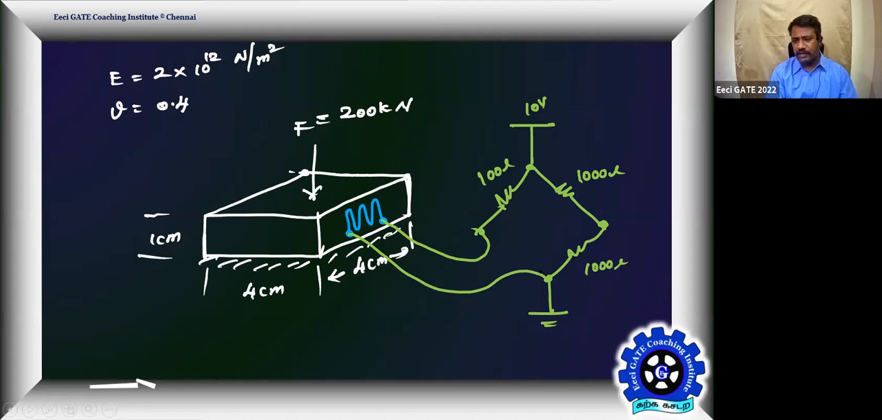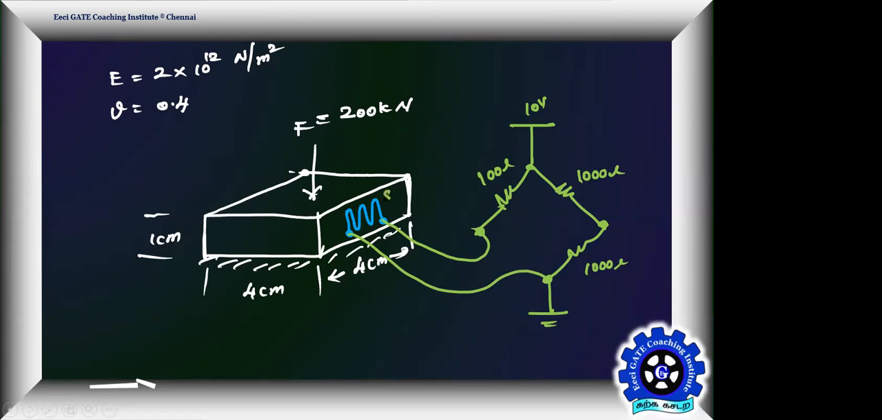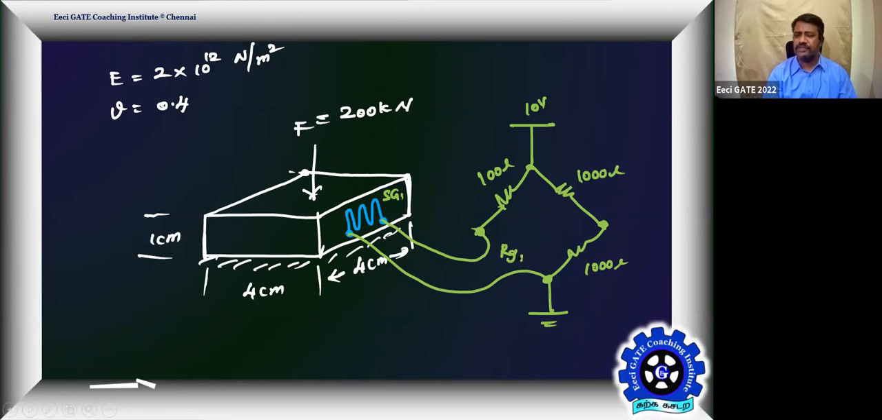Are you getting my point? Yes, sir. That's SG1. This is going to offer gauge resistance RG1. In this arm of the bridge, I'm going to connect RG1, considering wire resistances are negligible. This is wire 1 and this is wire 2.